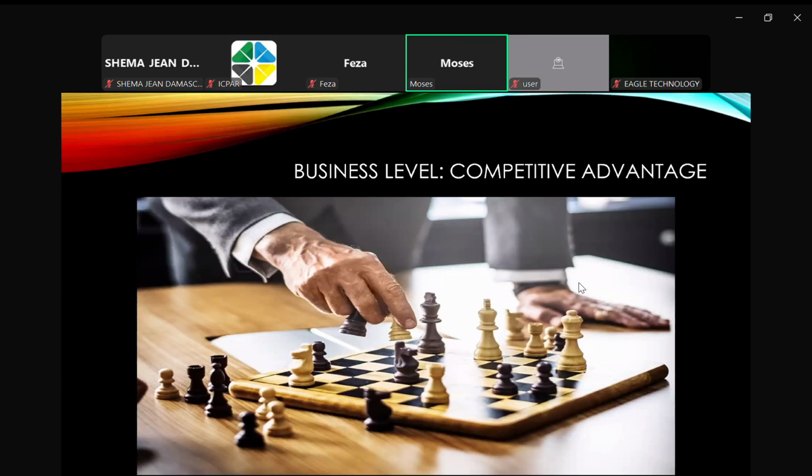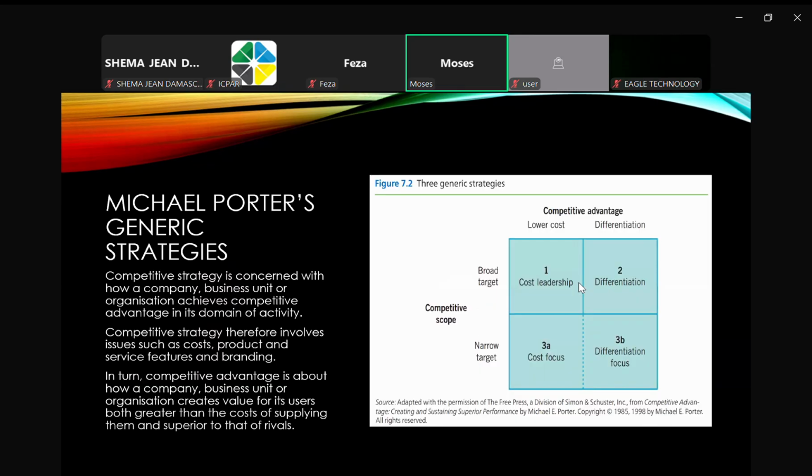Let's talk about competitive advantage. That was corporate level strategy. Now we are going to discuss business level strategy. And the most common type of question you can get from this is Michael Porter's generic strategies.